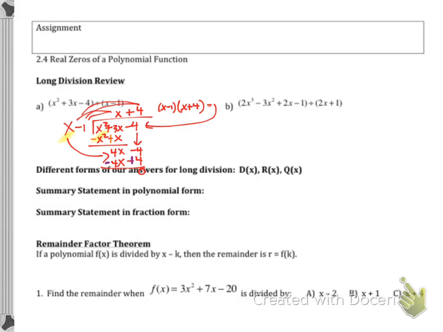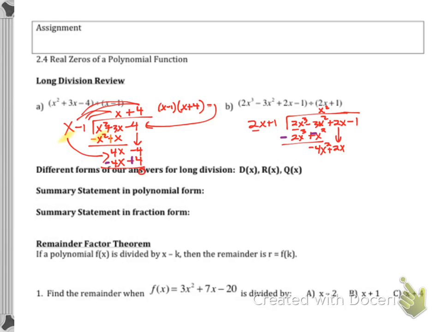Now, on to the next one, a little more complicated. You're dealing with 2x plus 1 going into the following function. 2x into 2x cubed goes in x squared times. You multiply x squared times 2x plus 1, and we get the result. Change the signs and add them down. That's like subtracting. Bring down the next term.